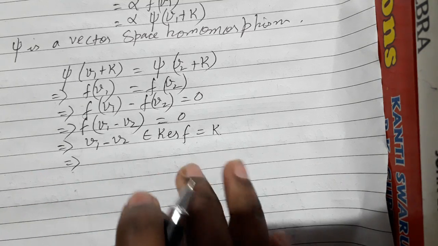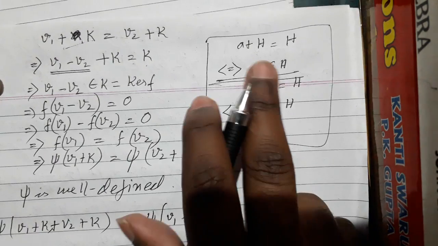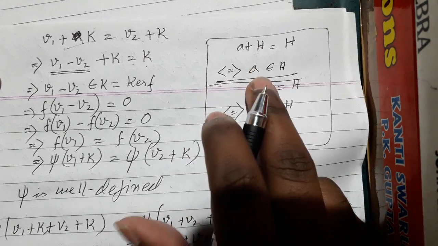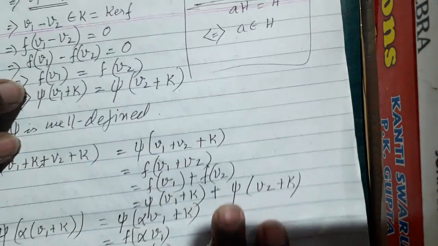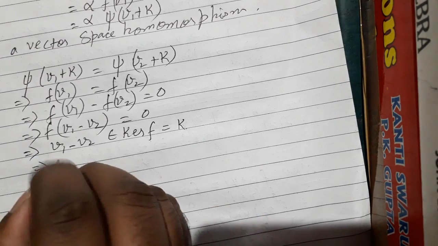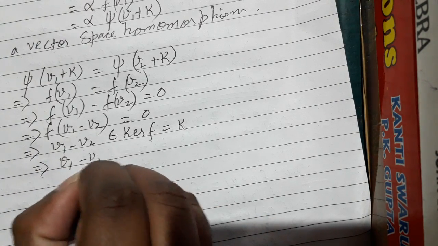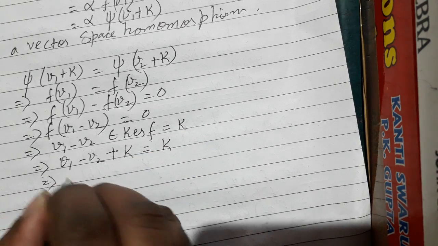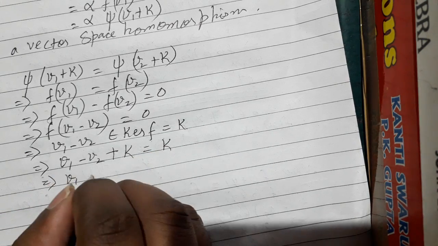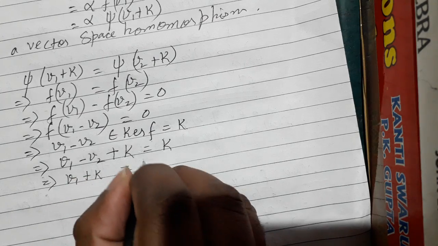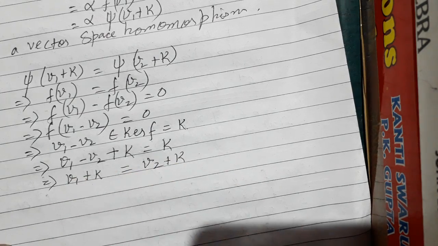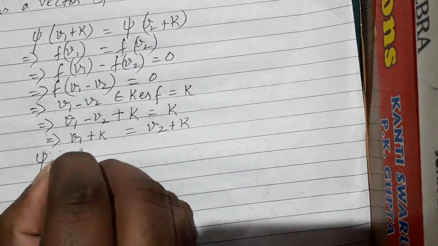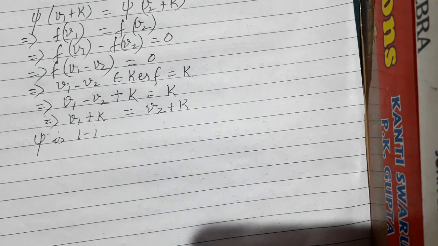By using this condition here, which is an if and only if, this can be written as (v1 - v2) + K is equal to K. So this implies, bringing this to the other side, v1 + K equal to v2 + K. So we have shown psi is 1-1.